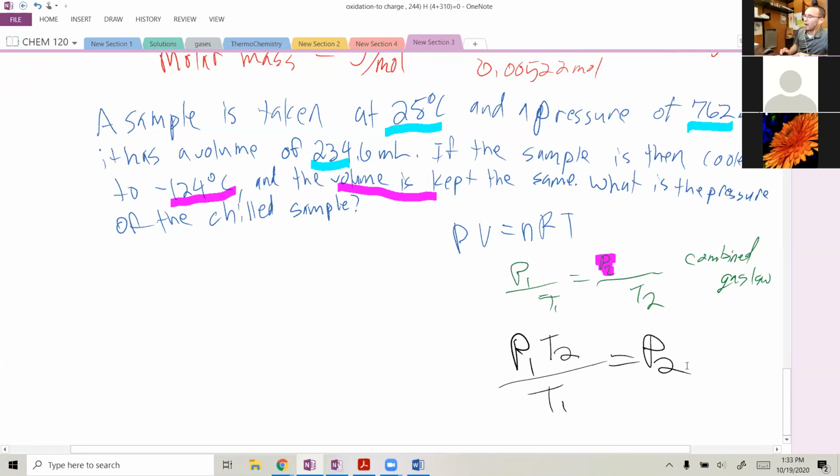Now, can I just plug in those values as they are, or do I need to change anything to them?